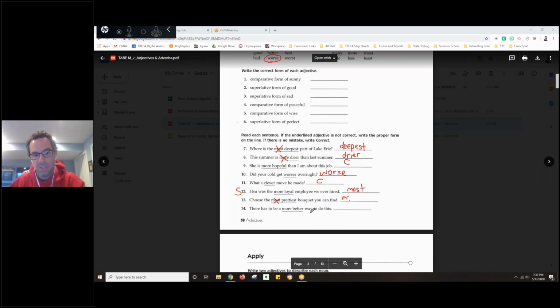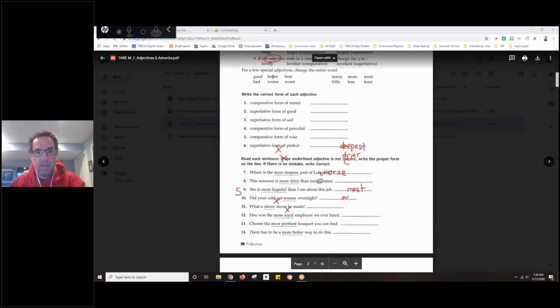Last, there has to be a more better way to do this. This again is similar to number 7 and 8 and 13, where there's an extra word. You don't need the word more. There has to be a better way to do this. And if we look up here, here's the word better. If I use the drawing tool, it's right here. So if it's the word better, it means it's in comparative form. So we must be comparing 2 or less.